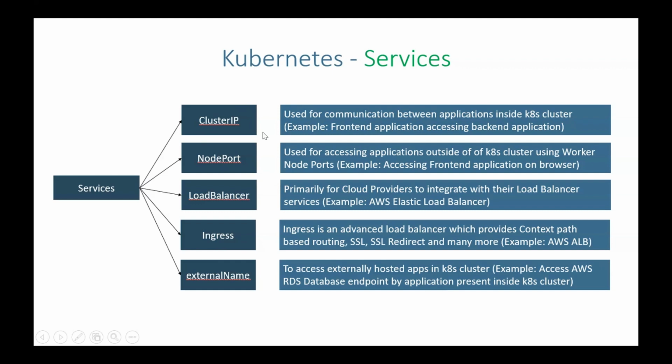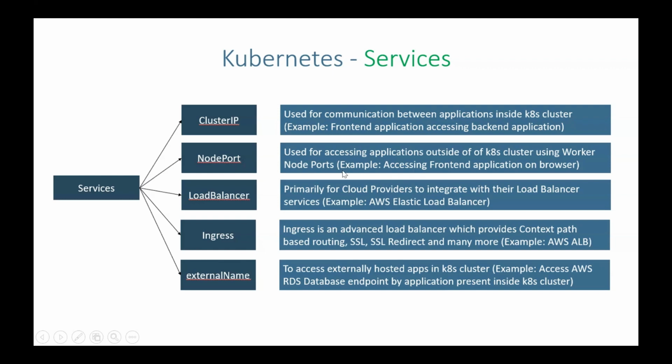Okay. So we use ClusterIP. This is used for communication between applications inside your Kubernetes cluster. Suppose you have one front-end pod and one back-end pod, and you have to make communication between them. You will have to use a ClusterIP service to make the back-end application available to the front-end application so that they will be able to communicate with each other, and the front-end application will be able to communicate with your backend.